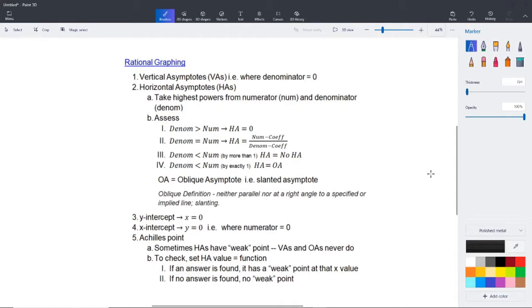5 steps to do on every one of these rational graphing problems. Now remember, rationals mean fractions. So when you see a fraction, we're going to be talking about rational graphing here.